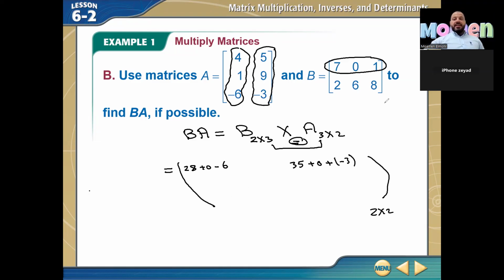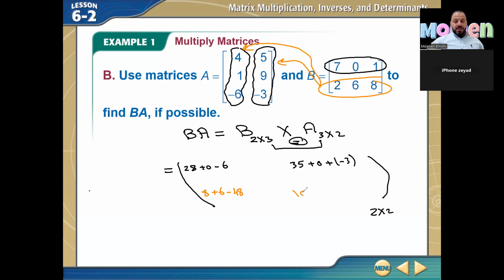We're going to the second row. The second row is the orange color. We have this with the first column and then the second column. So 4 times 2 equals 8. And 6 times 1 equals 6. And 8 times negative 6 equals negative 48. We're going to the next column.